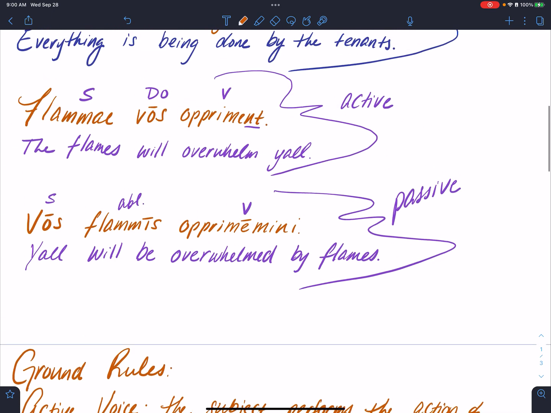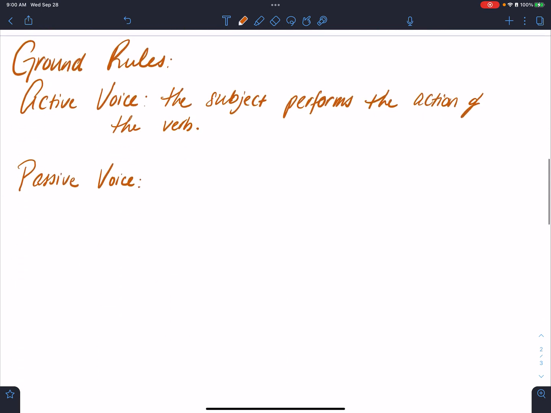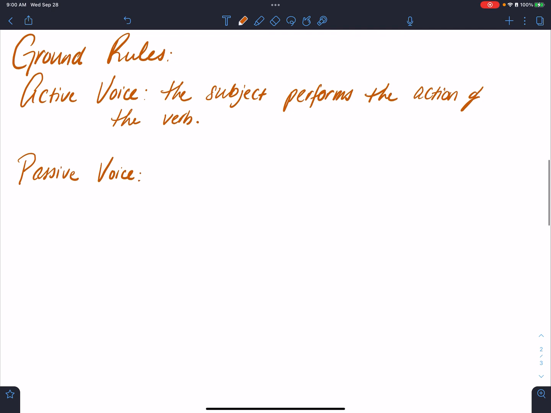Let's go back. Okay, so flammae vos opprimunt, the flames will overwhelm you. The flames are doing the overwhelming, therefore it is active. In the second example, y'all is the subject, right? Y'all will be overwhelmed by the flames. So what is the relationship of the subject and the verb in the passive voice? How can you put that into words? Receiving action. Yeah, the subject is receiving the action of the verb. Good. Nicely done.